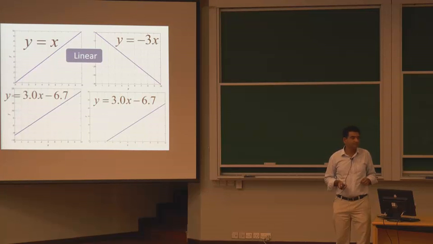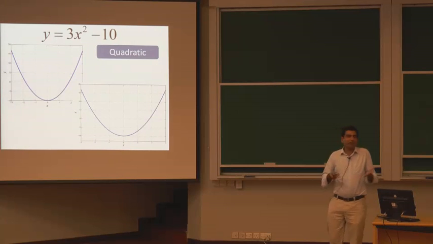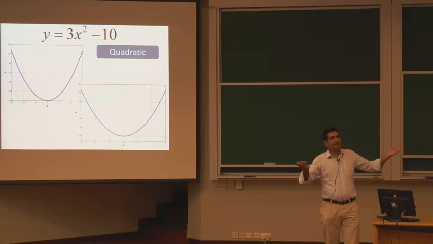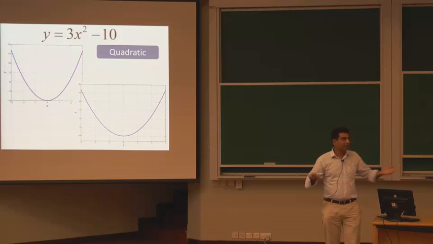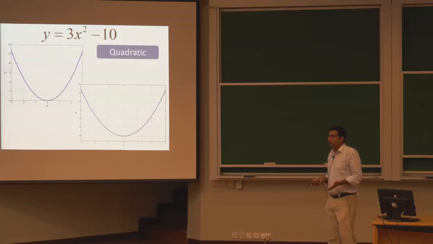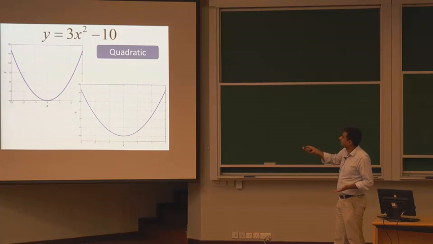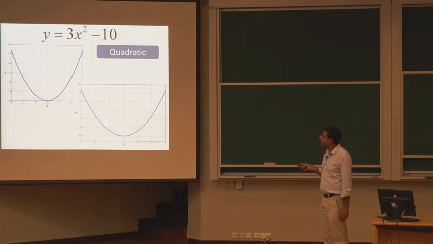Now there could be quadratic plots as well. y equals x squared. So this is what quadratic curves look like. For example, if I plot 3x squared minus 10 versus x, this is what the plot looks like. Now, if you notice here, the minimum point of this graph just touches the x-axis.